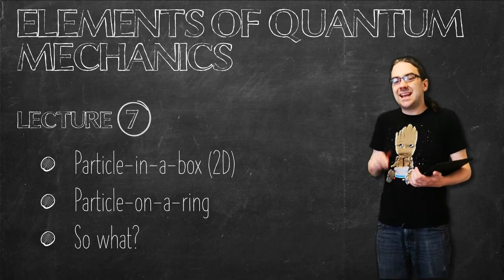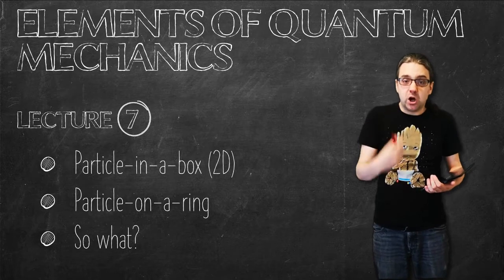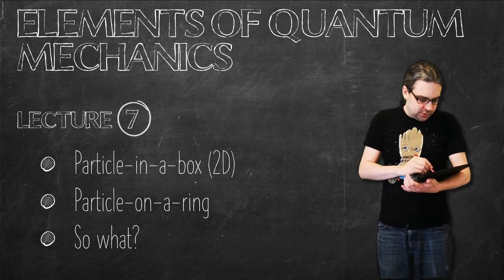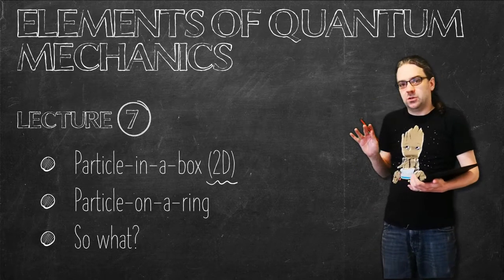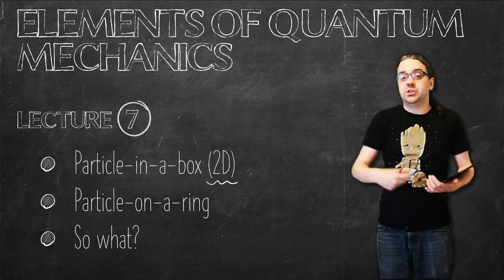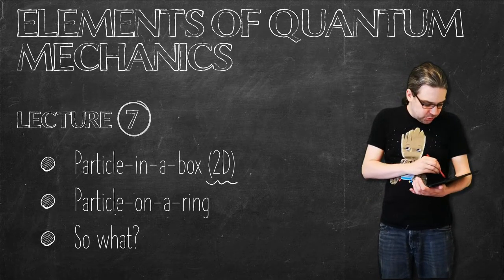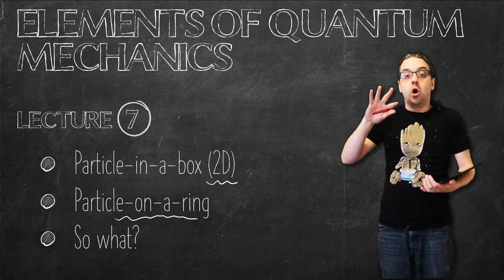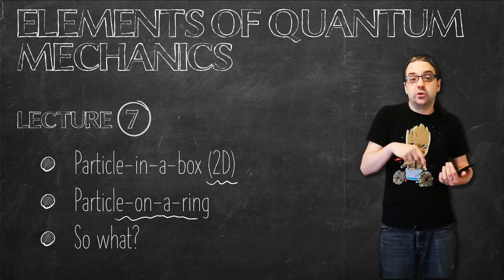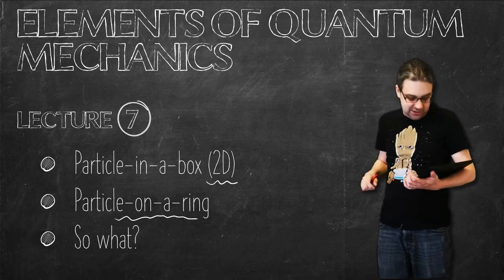So in this next quantum mechanics lecture, we're going to expand on the idea of particle models by talking about a 2D box. Previously we discussed it in one dimension. We're going to add a dimension and find out a couple of implications of that. And then we're going to also discuss the particle on a ring, which is a one-dimensional model, but there's a slight change to it that actually adds some interesting effects.